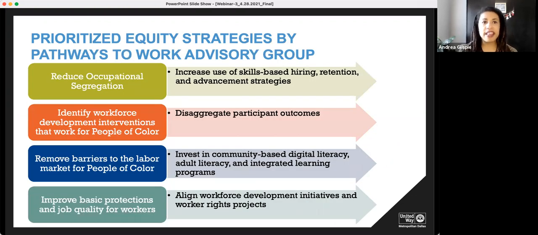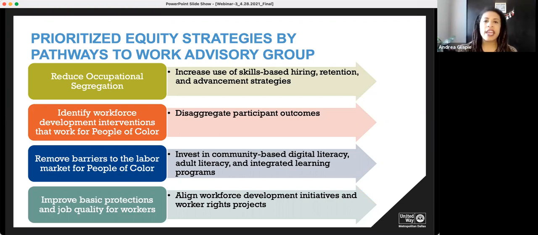This is what we ended on. As a group, we decided that we would first start putting our time and attention and resources into these recommendations. As you can see, they are skills-based hiring, disaggregating participant outcomes, investing in adult literacy, and aligning workforce development with worker rights projects. It doesn't mean that the other 4 recommendations aren't going to get any love. We're definitely going to look at ways where the other recommendations overlap and sometimes intersect or integrate into these 4 priority recommendations.